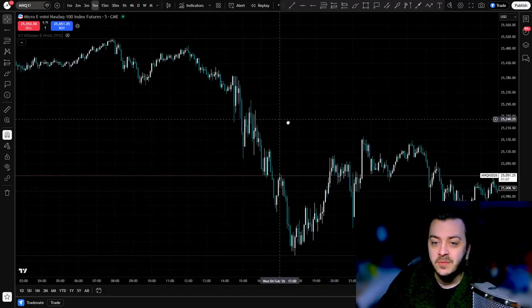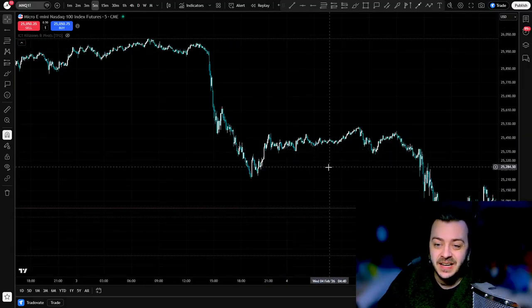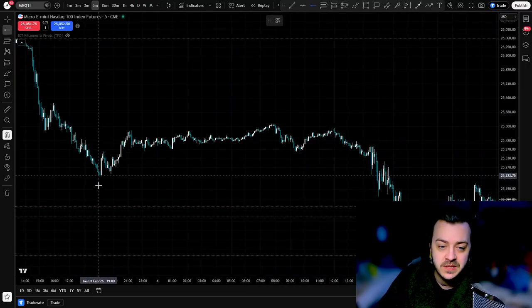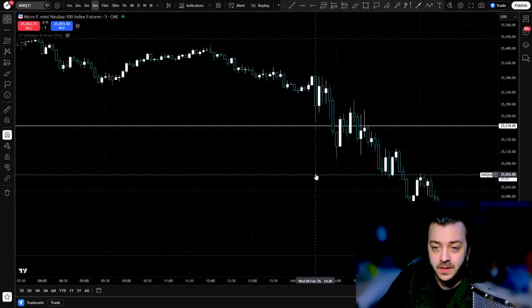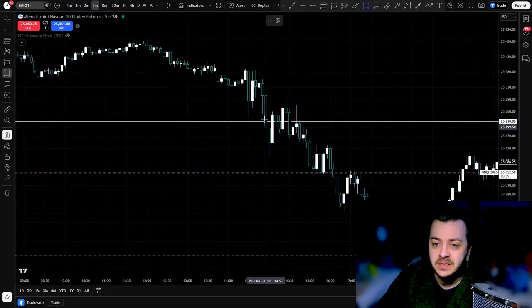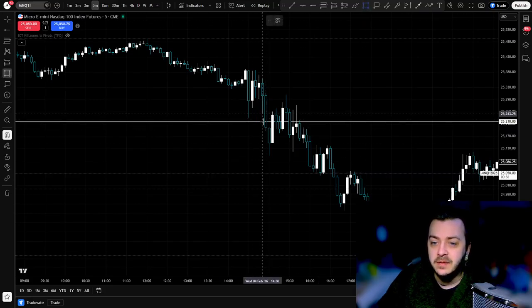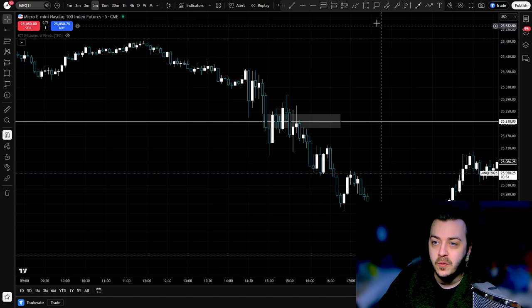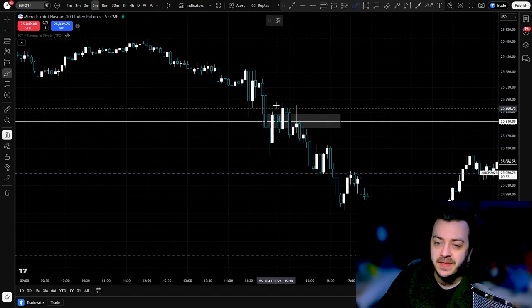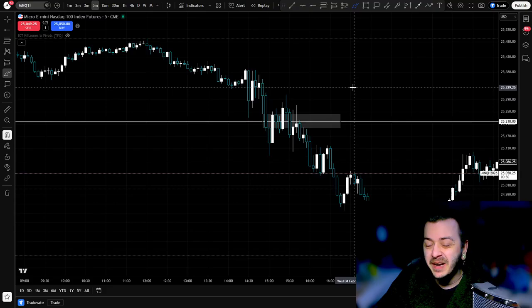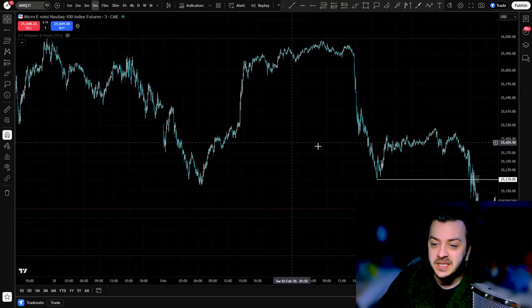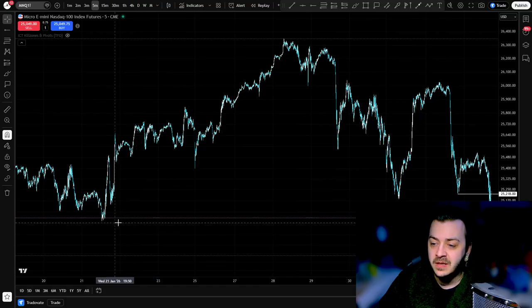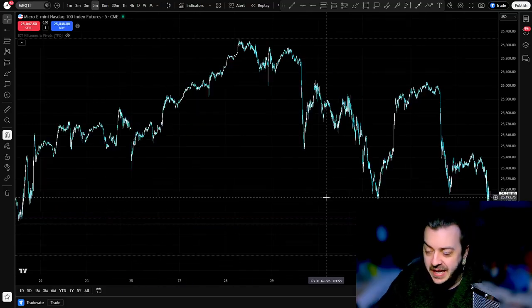You can see not really any clean setups. We did sweep this low here, if you look. We did sweep this low and get this 5 minute inversion here. But if you look at how this formed, we rejected, we came back, and then we inversed it, and I didn't really like how it was looking, especially considering that we had this really obvious area of liquidity below that we were clearly looking to target.